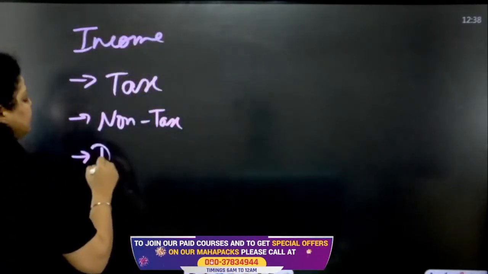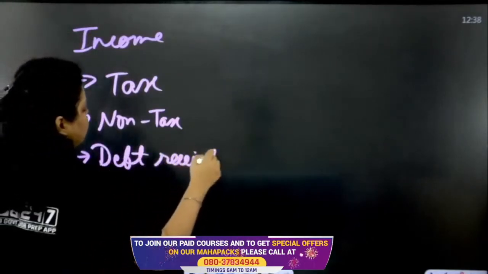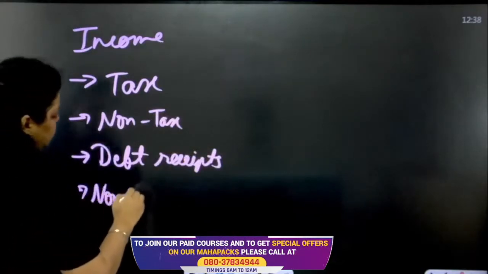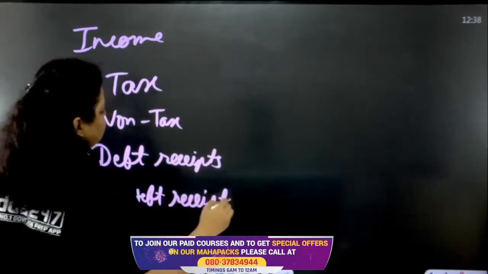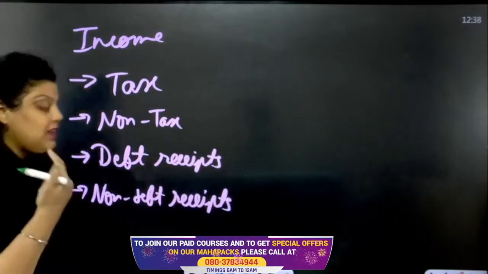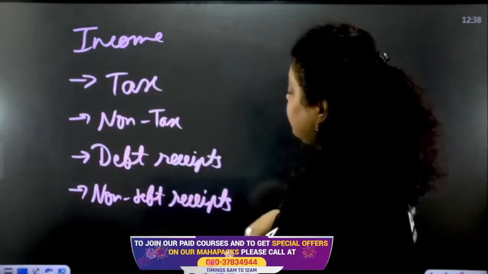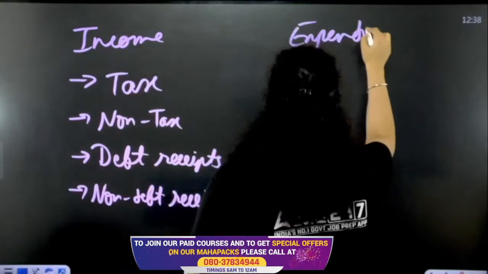Then we have debt receipts. It means the government has given a loan to someone, to some country, and the government is charging interest on that. Then we have non-debt receipts. Non-debt receipts simply mean you are doing investment, and on investment, you are taking back the profits. That's the non-debt receipts.